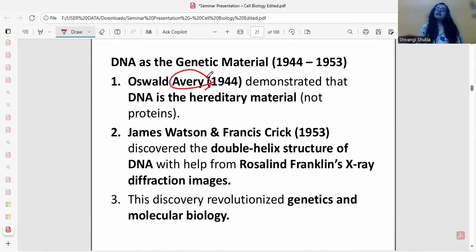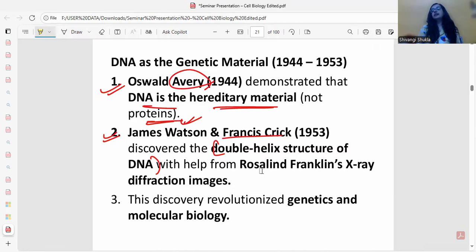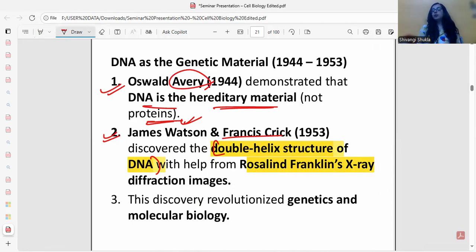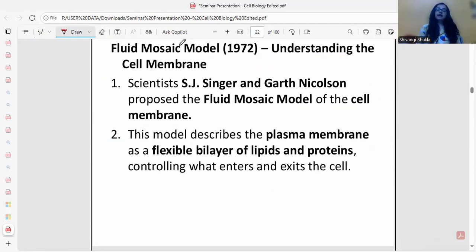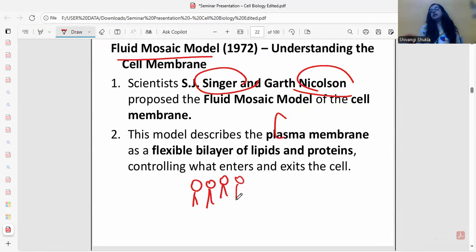DNA as the genetic material: Avery demonstrated that DNA is the hereditary material and not the proteins. We'll read about this in biotech. James Watson and Crick gave the double helical structure of DNA with the help of Rosalind Franklin's X-ray diffraction images. That revolutionized genetics and molecular biology. Fluid mosaic model again. The fluid mosaic model was given by Singer and Nicolson, and this suggests that the plasma membrane is a flexible bilayer of lipids.